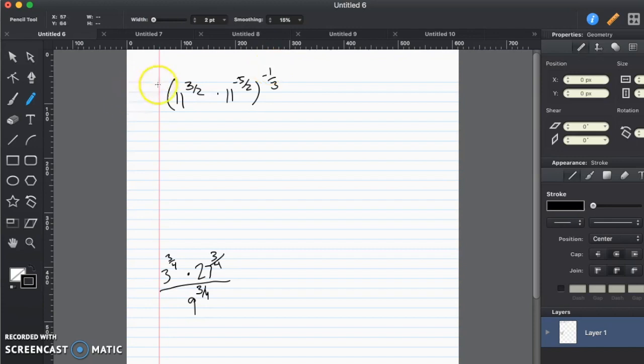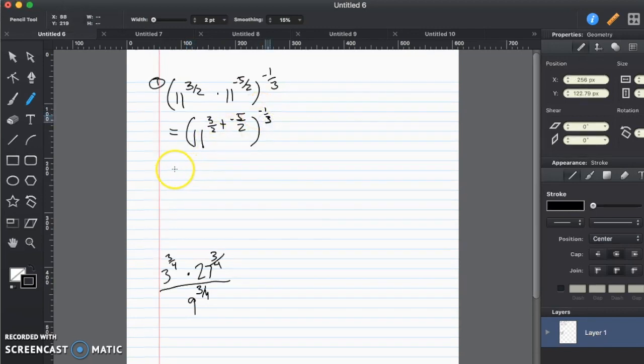So let's look at this first example here. Let's try to simplify it. There's a few ways we can go about it. Let's start by combining these two terms, right? We already know some of our fraction rules. If we're multiplying the bases, we can go ahead and add the exponents. So I have 3 halves plus a negative 5 halves.